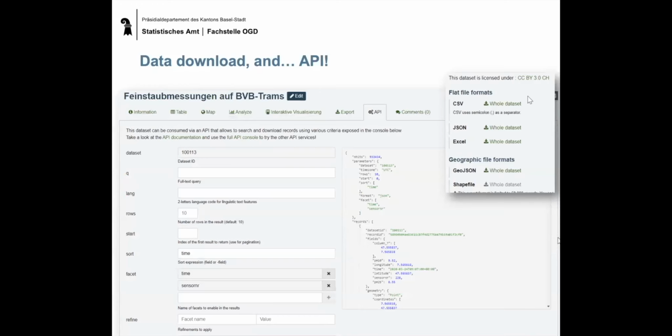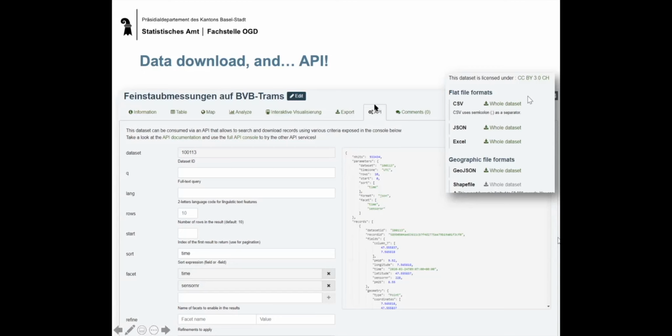There's not only a nice table view and interactive visualizations, there's also the data. You've seen the table, but you can also download the data here in different file formats: in CSV, in JSON, in Excel, in GeoJSON, as a shape file, and they're all open. This dataset, for example, has the Creative Commons by license, so you can use it. Just say in your publication or in your app where it's from, and then that's fine.